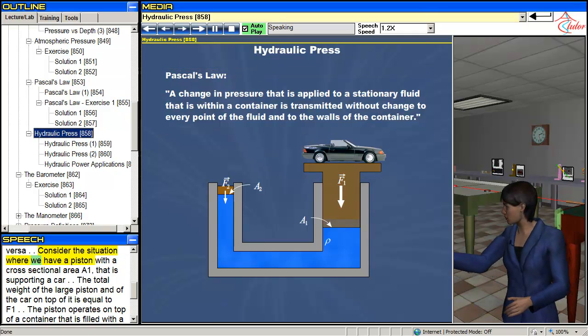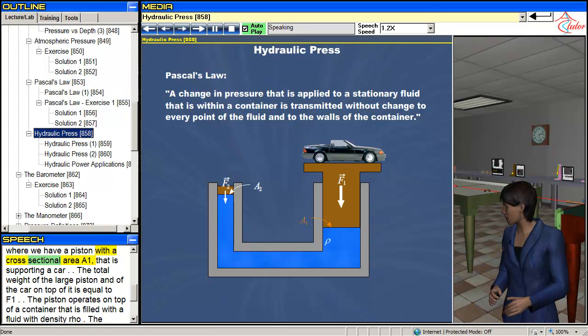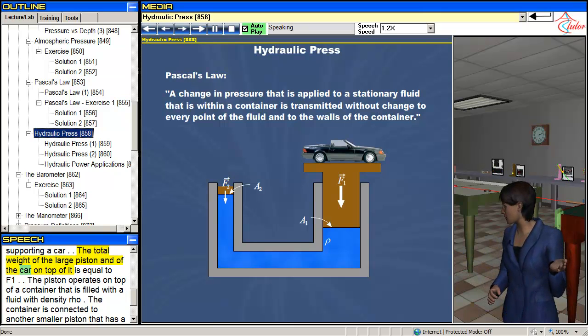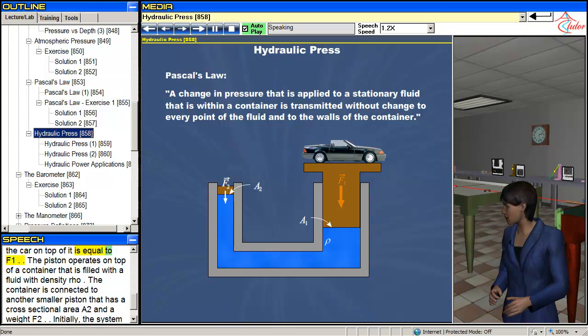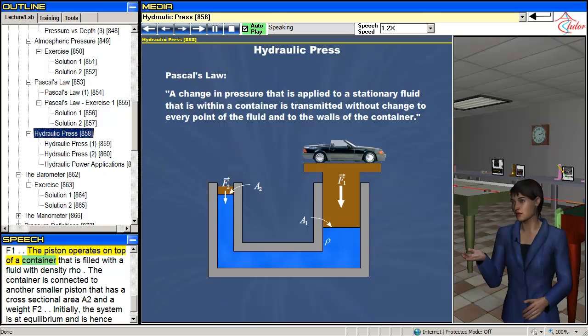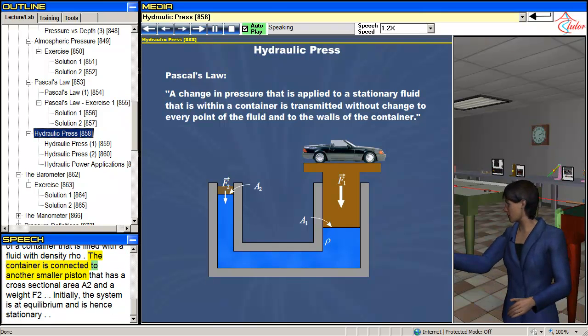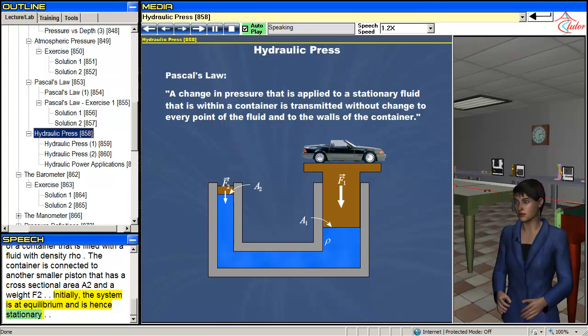Consider the situation where we have a piston with a cross-sectional area A1 that is supporting the car. The total weight of the large piston and of the car on top of it is equal to F1. The piston operates on top of a container that is filled with a fluid with density ρ. The container is connected to another smaller piston that has a cross-sectional area A2 and a weight F2. Initially, the system is at equilibrium and is hence stationary.